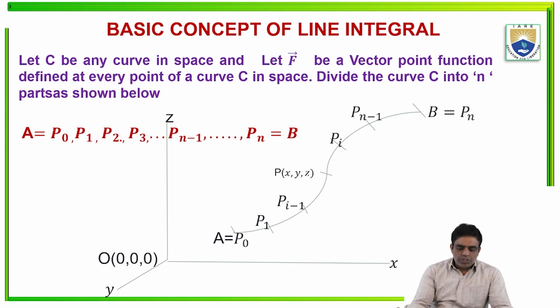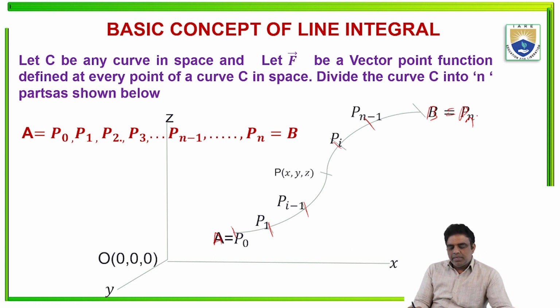Let C be any curve as shown in the figure in the XYZ coordinate system, and let f bar be any vector point function defined at every point of a curve C in the space. And now divide the curve C into n parts as shown below. The starting point is A, which is P0, and the end point B is treated as Pn. Here we divide the curve into P0, P1, P2, P3, and so on, Pn minus 1, Pn. So A is the starting point P0, and we divide the curve C into n parts.